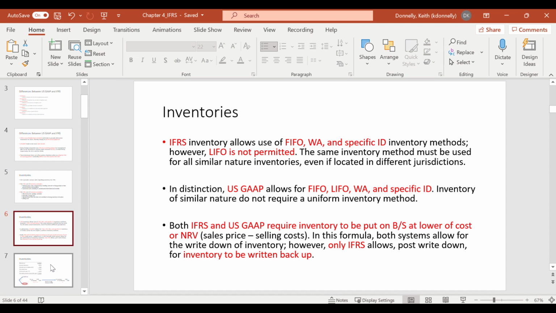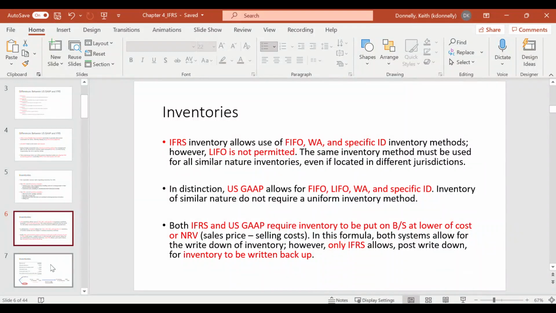Now, with regard to inventory frameworks, there are a few different ones. IFRS, for example, allows FIFO, weighted average, and specific ID. They do not allow LIFO under IFRS. And one of the requirements is that the same inventory method must be used for all inventories of a similar nature, even if they're located in different geographic jurisdictions. So if you use FIFO on inventory X in one country, then you have to use it everywhere that's inventory X. If you use it for one, you have to use it for all the other similar types of inventory.